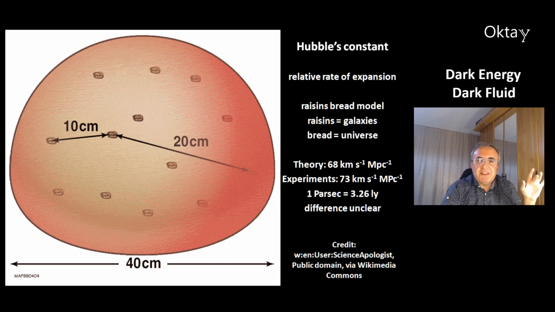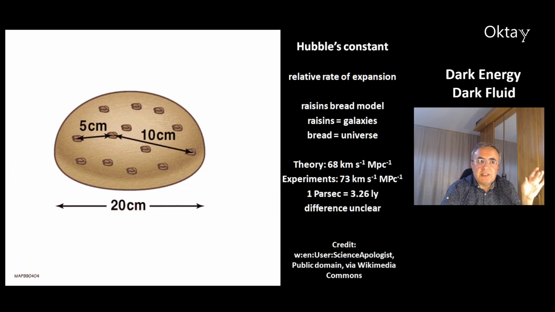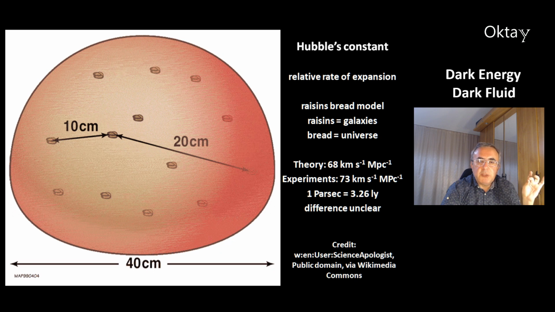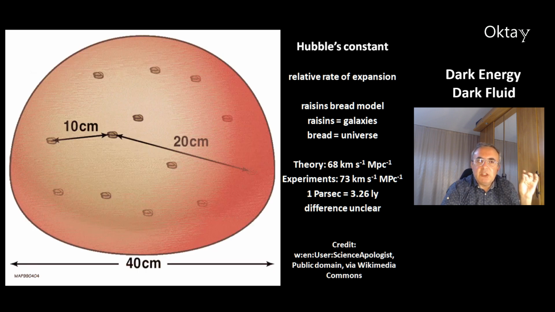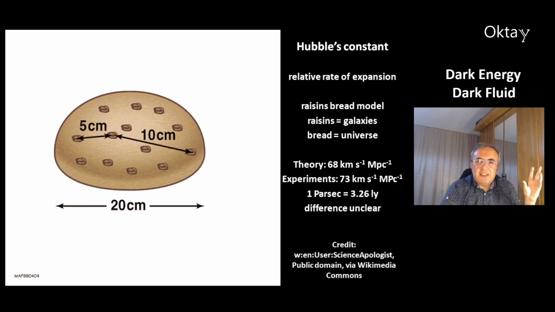But the experimental data shows its number is 73 kilometers per second per megaparsec. Some experiments point even to 75 kilometers per second per megaparsec. And the reason for this difference is not clear.